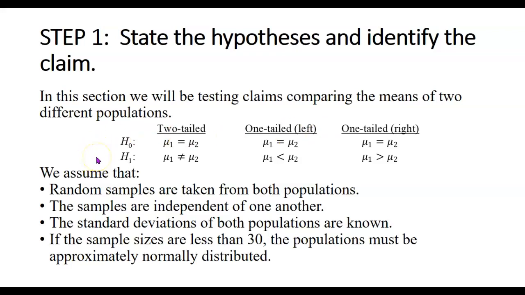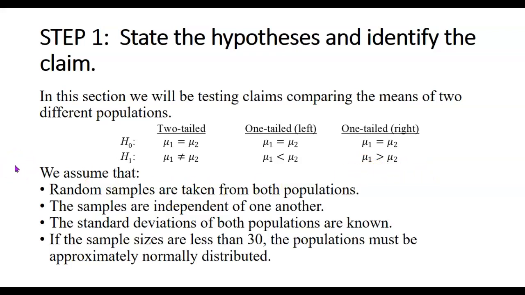And the alternative hypothesis will be either that the means are different, mu1 does not equal mu2, or that mu1 is less than mu2, or that mu1 is greater than mu2.